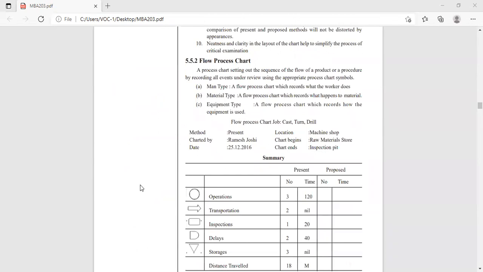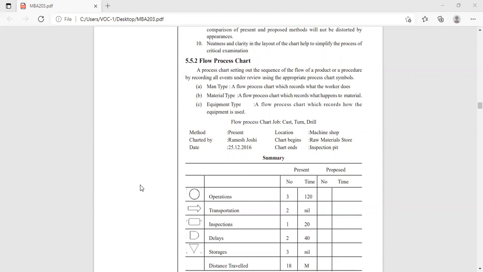Next is the flow process chart. A flow process chart sets out the sequence of flow of a product or a procedure by recording all events under review using an appropriate process chart symbol. So there are types like man type, material type, and equipment type. The man type records what the worker does. The material type records what happens to material, and the equipment type records how the equipment is used.